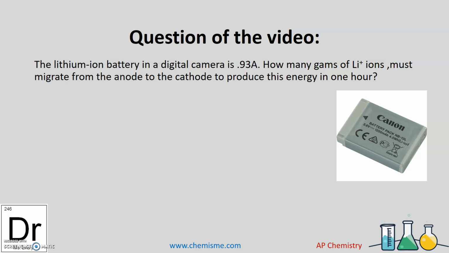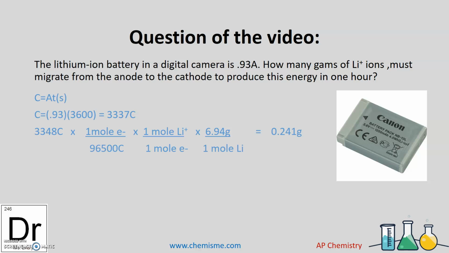So back to the question in the video, how can we solve how much lithium is going through per hour? So we would do the CATS rule, 0.93 amps times the time in seconds, 3,600 seconds per hour, and then divide by Faraday's constant. Say that there's only one electron lost by every lithium, and every lithium weighs 6.94 grams. So that means that we're transferring 0.241 grams of lithium for every hour you use the battery.